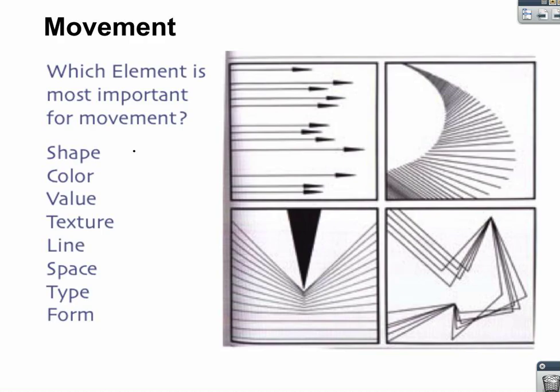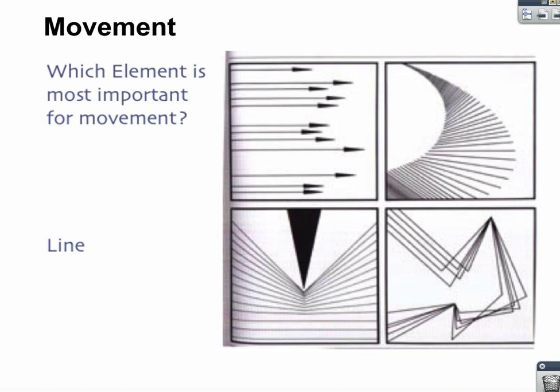The first is movement. And when we look at these 4 images on the right, our eyes move in all of them. So of the elements, shape, color, value, texture, line, space, type, and form, which one do you think is moving your eye? The answer is line. All of these just use line to keep our eyes moving. It's a great way to use movement in a work of art.